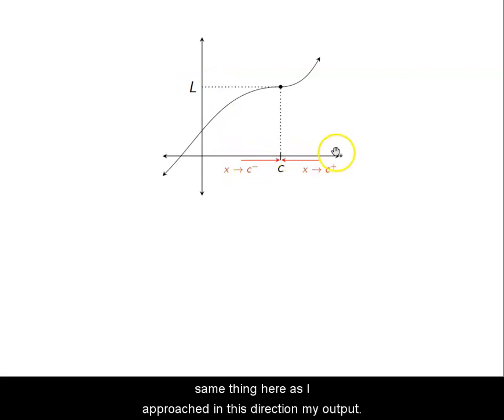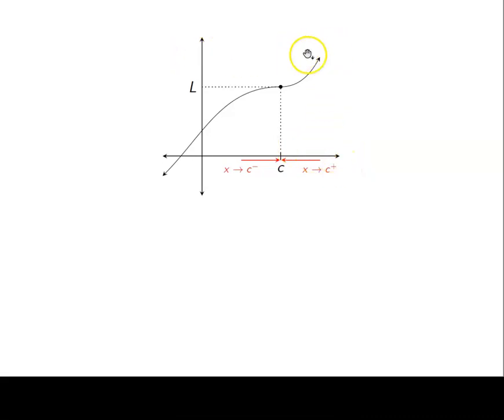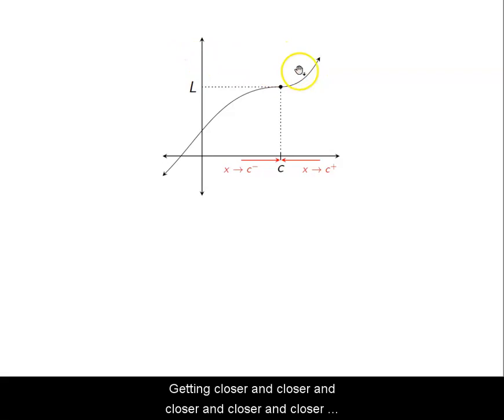Same thing here. As I approach in this direction, my outputs are getting closer and closer to this value L. So as I approach C from either direction, I'm approaching L from here if I'm coming from the left. If I'm coming from the right, in this case, my outputs are coming closer to L from this way. So my outputs are squeezing towards L, my inputs are squeezing towards C.